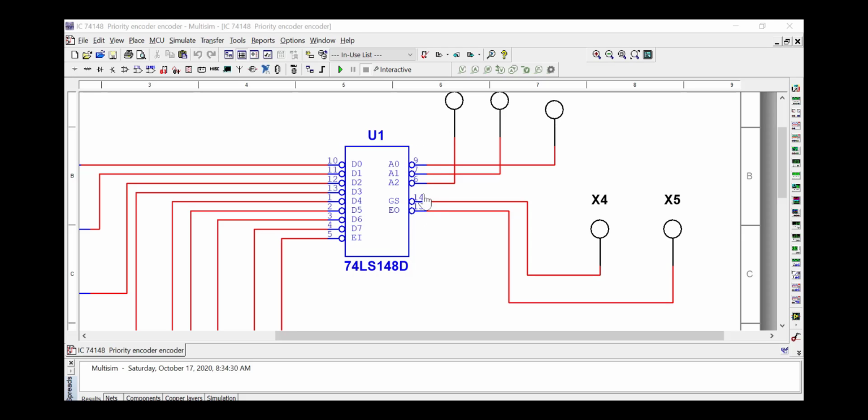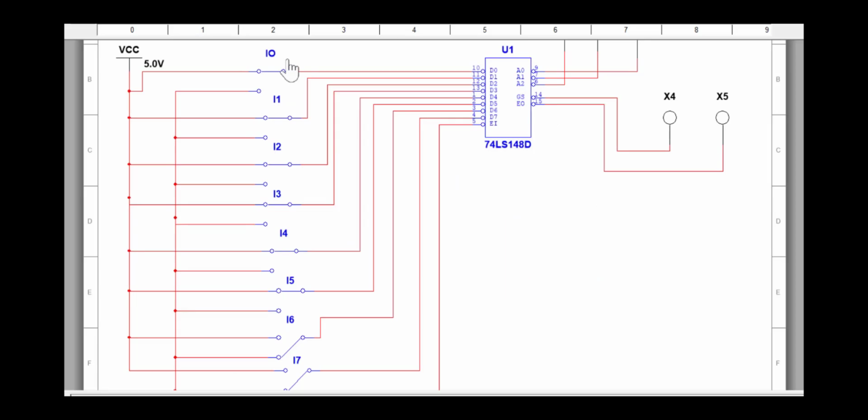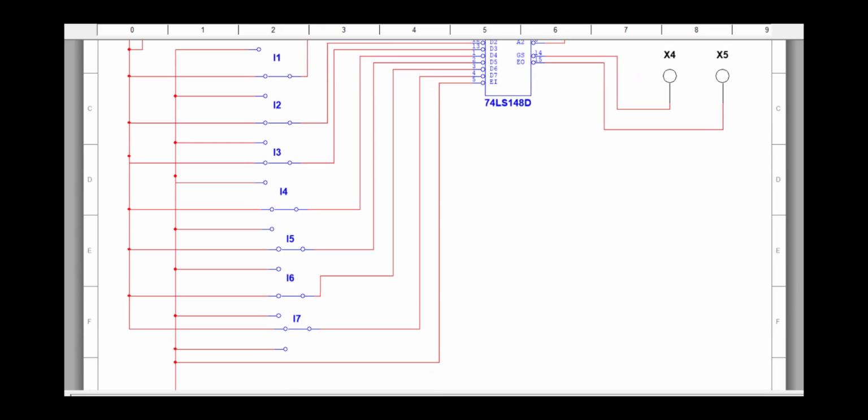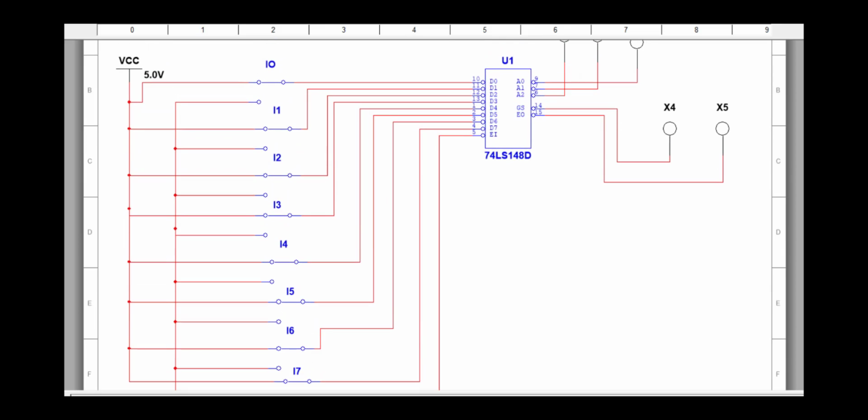The remaining two outputs will be used for indicating whether any input bit is pressed or not, and the other one will be used for cascading purposes. Now we'll try to run the simulation. These are my input lines, or my octal numbers 0 to 7. We'll make them all 1, because as per the IC definition, you are supposed to have an active low input, then only your particular line will be activated. Now all are 1. That means none of the inputs is activated.